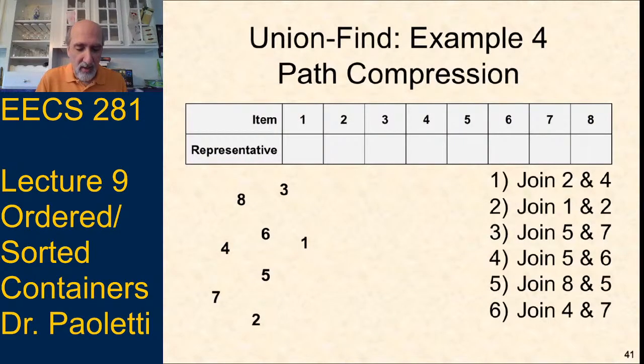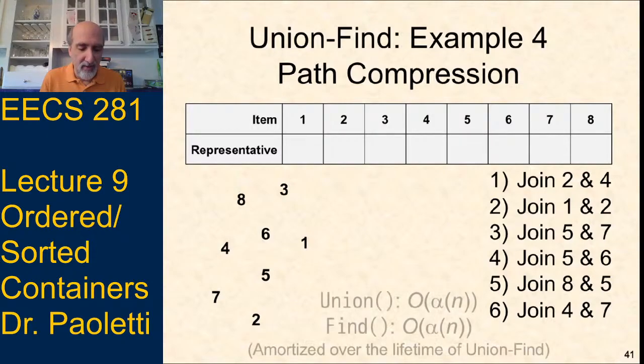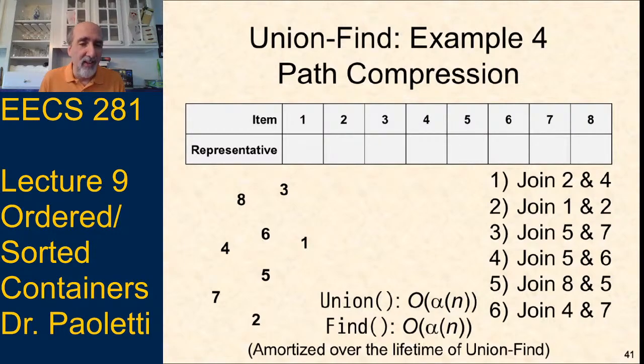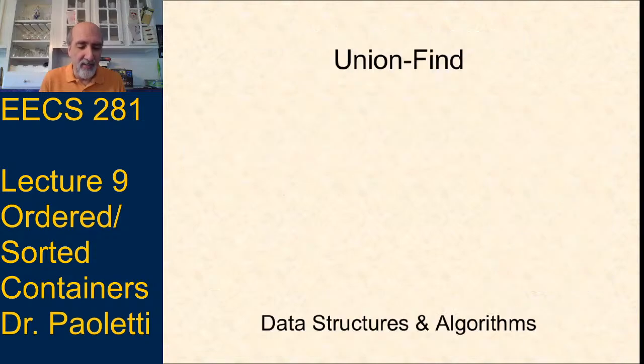And then we're kind of out of time here to do another example, but you can run through the example. You can also look at Professor Darden's piecewise videos. I believe he did the whole example there. So now union is inverse Ackermann of n. Find is inverse Ackermann of n. We do n of these, we get n inverse Ackermann of n.